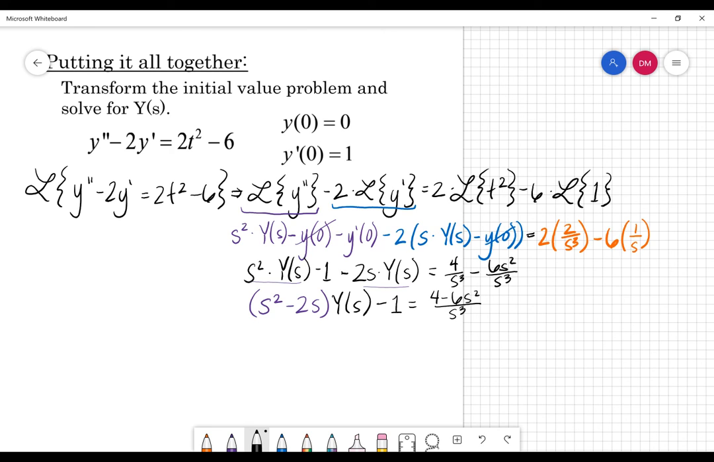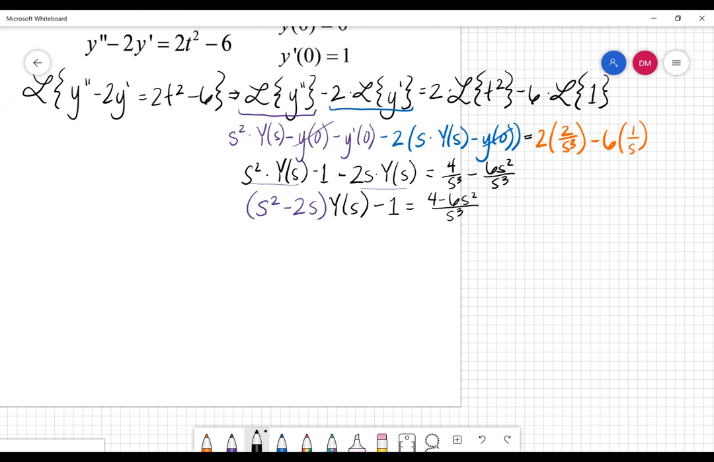Now let's just review our goal here is to solve for capital Y of s. That is our goal for today. And then later on, our goal will be figuring out and solving for lowercase y of t, because that's obviously the solution for our differential equation. But for right now, this is just our concern, solving for capital Y. So what we're going to do is add the 1 over to this side. We're going to divide out the s squared minus 2s. That will get our capital Y of s by itself.